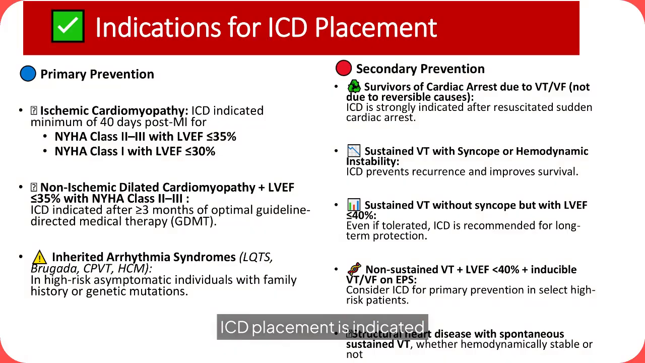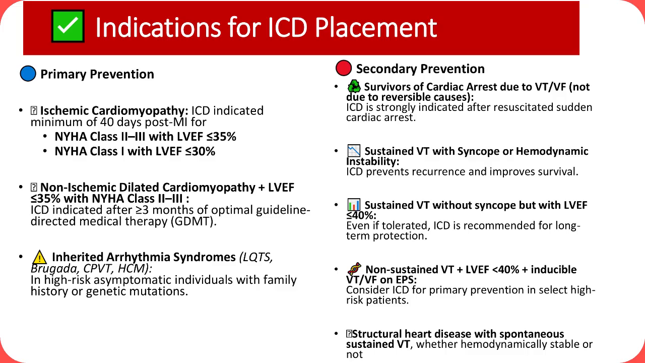Indications for implantable cardioverter defibrillator placement are divided into primary and secondary prevention. Primary prevention refers to implanting the device in patients at high risk of sudden cardiac death before they experience a life-threatening arrhythmia, while secondary prevention involves ICD placement after a documented cardiac arrest or sustained ventricular arrhythmia.